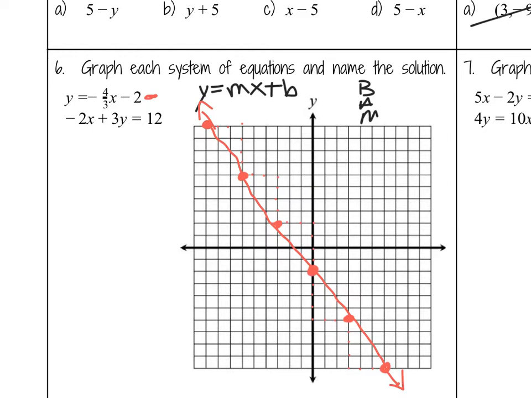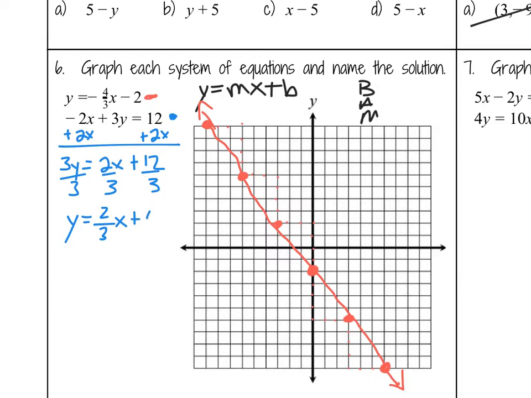Now, as it comes to the next line, this one is not ready to graph, and so we're going to spend a minute solving this one for y so that it's in that y equals mx plus b form. First thing to do is add 2x to both sides, and that leaves me with 3y equal to 2x plus 12. Dividing by 3 will leave me with y equals 2/3 x plus 4. It's important to remember to divide everything on both sides, and that when you get division that doesn't turn out to be nice and pretty, we leave it in its fraction form.